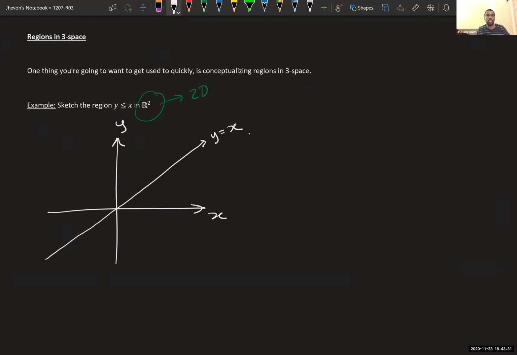And now you shade the region where the y coordinate is less than or equal to the x coordinate. So you can pick a random point. You know it splits space into two regions. There's a part above the line and a part below the line. Pick a random point, say 0, minus 1. Is the y coordinate less than or equal to the x coordinate? Yes, which means you want this region down here.